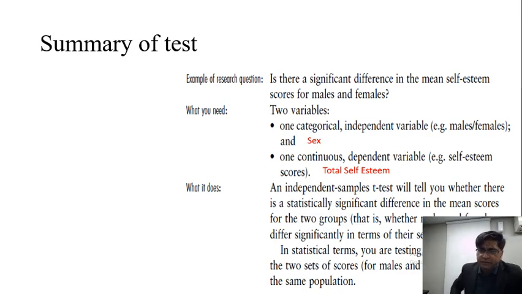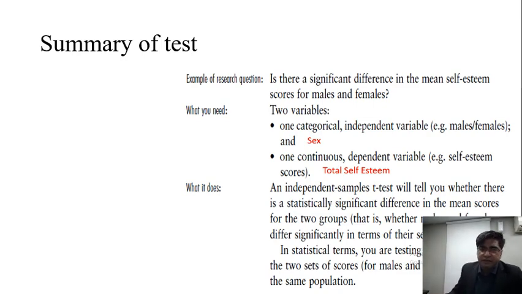Basically, we want to check whether there is a difference between the mean self-esteem scores of males and females. Means we want to check whether males and females differ in terms of their self-esteem or not. What we require is, first of all, one categorical variable, which is sex, meaning males and females, and the second variable, a continuous dependent variable, which is total self-esteem.